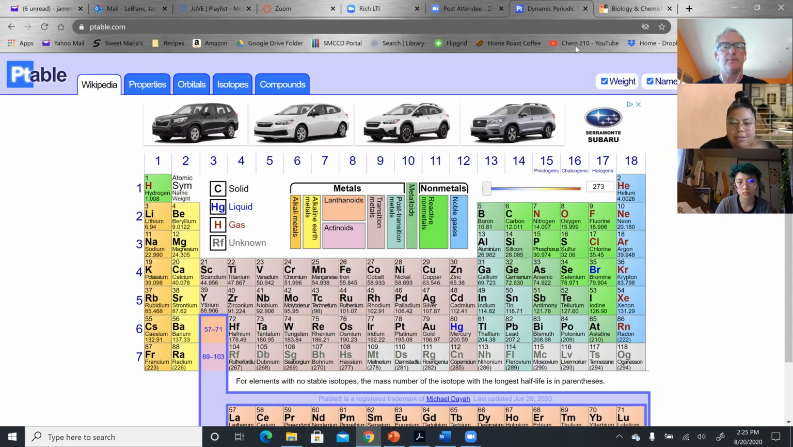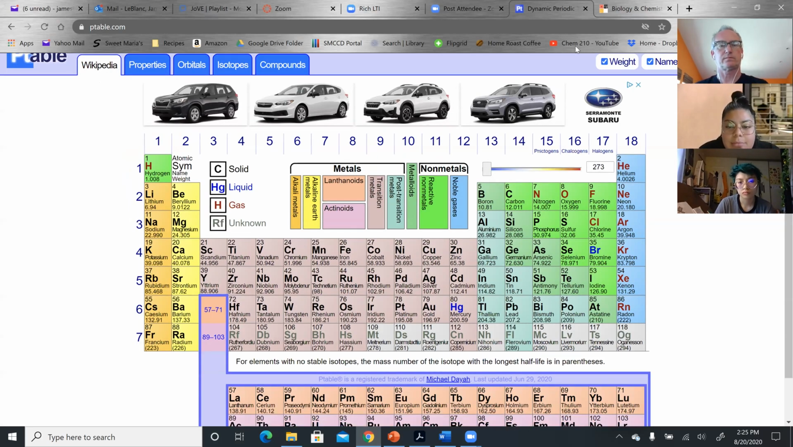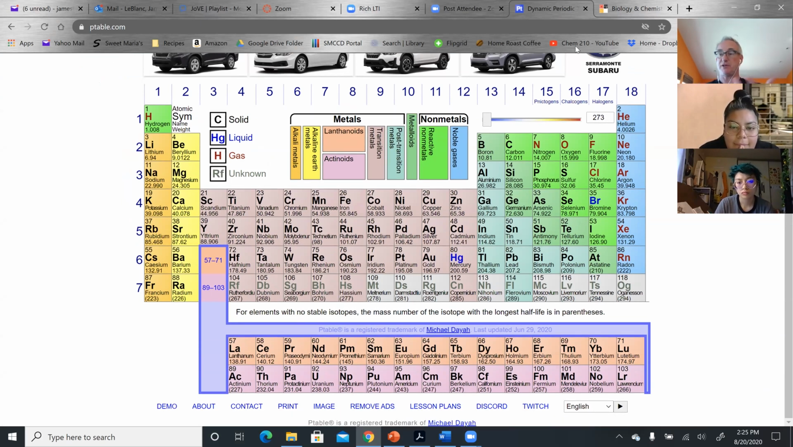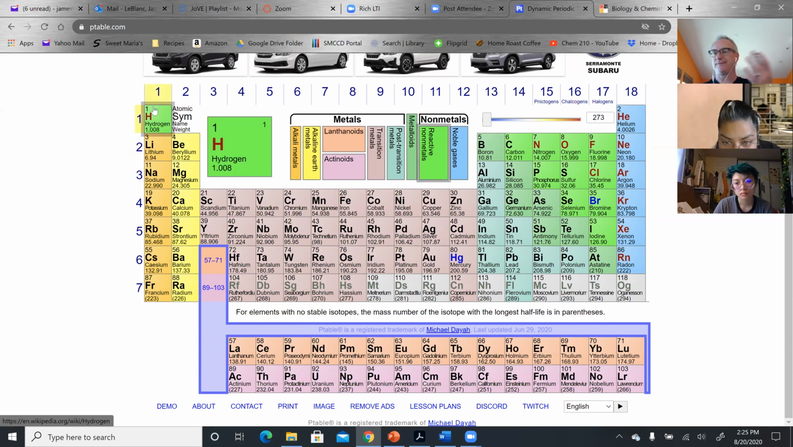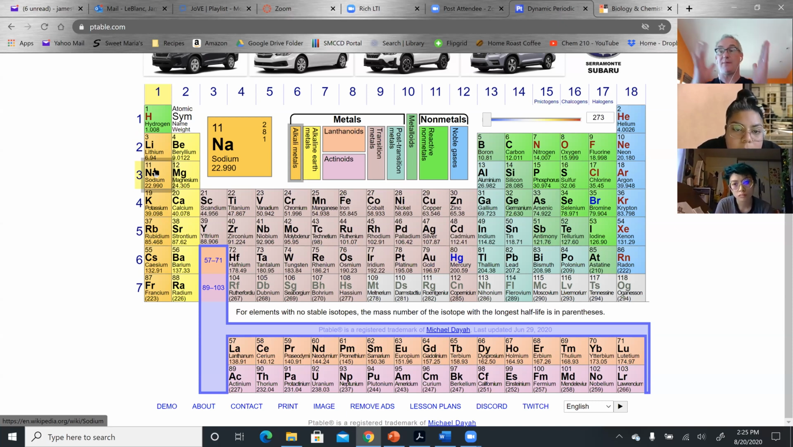All right. So ptable.com shows you the periodic table and gives you all kinds of information you can use. We'll go over this in preceding lectures. These are all weights. These are all atomic masses, and it tells you how big or how small each atom is. Now, these masses are given in what's called atomic mass units, which, what the hell is that? Well, it means a proton weighs 1, a neutron weighs 1, an electron weighs 0, basically.